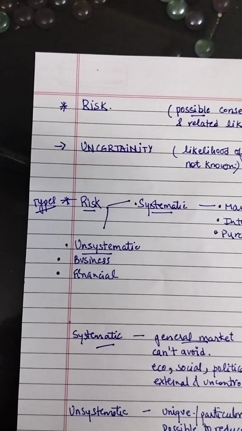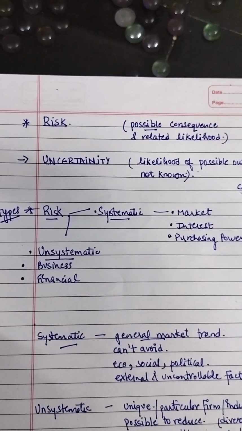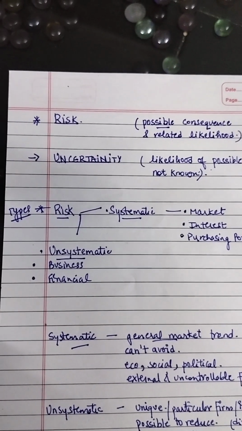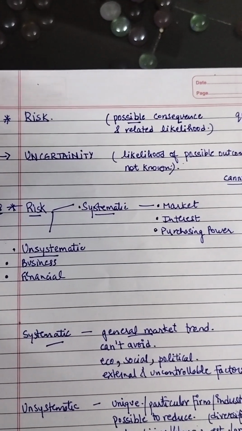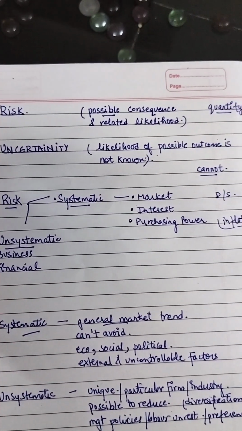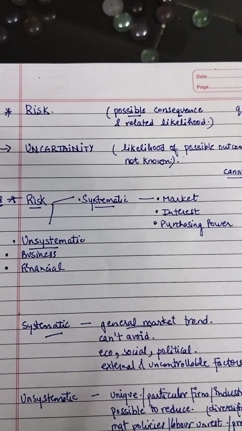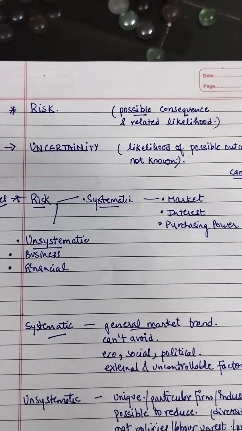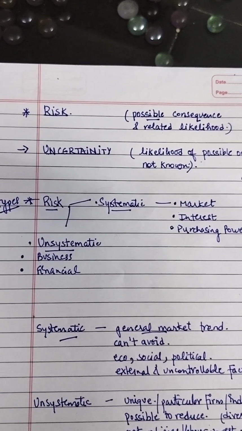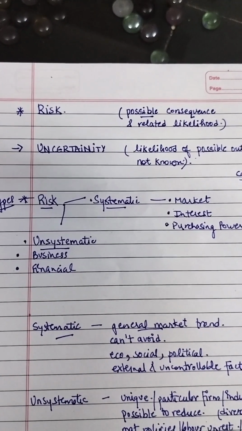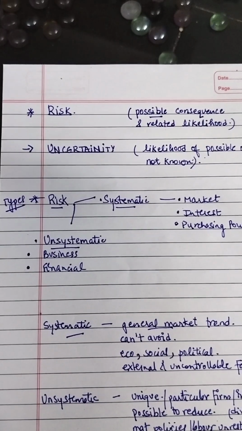And unsystematic risks are due to business risk or financial risk. Business risks are generally because of a management issue, or because of any particular department or product line. Whereas financial risks are due to the financial leverage of the firm, the capital structure of the firm, more debt, more equity, or like that. So sound financial planning could help to reduce unsystematic financial risks. So these are some of the types of risks.